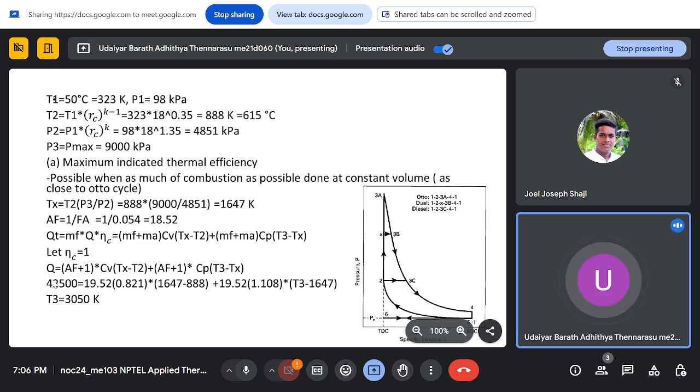So you are substituting the values and estimating T3. This comes out to be 3050 Kelvin. So this is much different than your Tx value. So you are operating in a dual cycle case in this case. So your process is 1, 2, x, 3 and 4. So this T3 is again your peak cycle temperature. This is where your maximum temperature will occur in the cycle, which was asked in sub part B of the question.